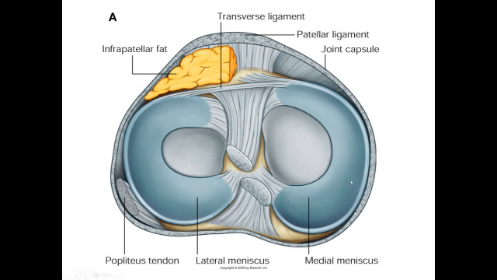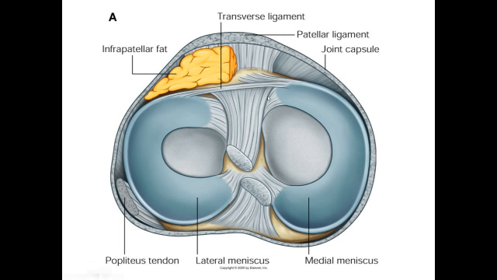The medial meniscus is tied in with the joint capsule as well as the medial collateral ligament. So again, it helps to improve and contribute to the stability, particularly on the medial aspect of the knee.